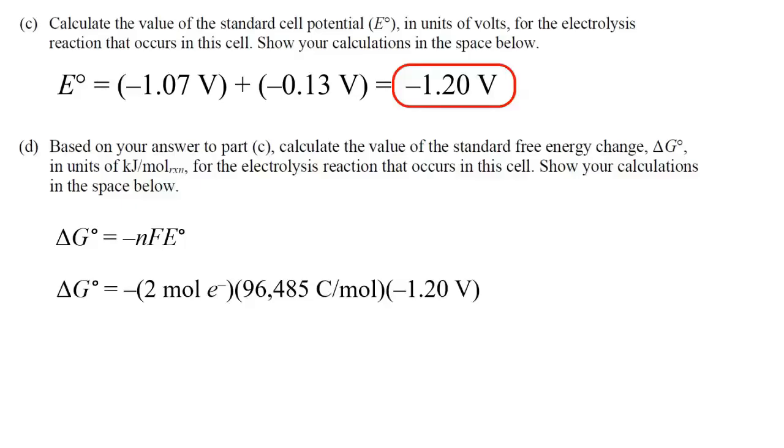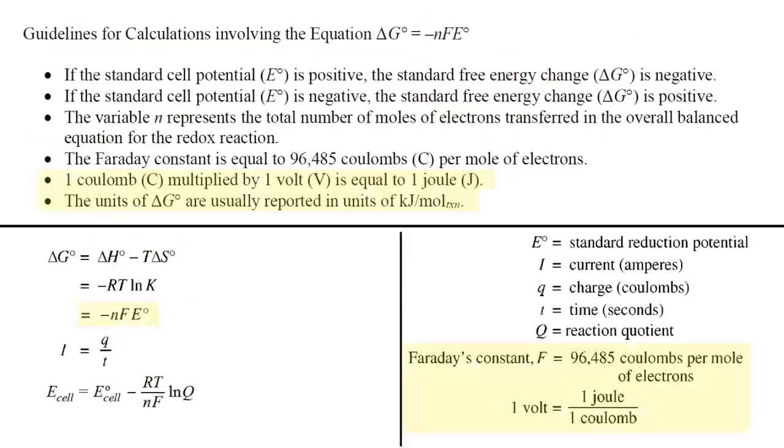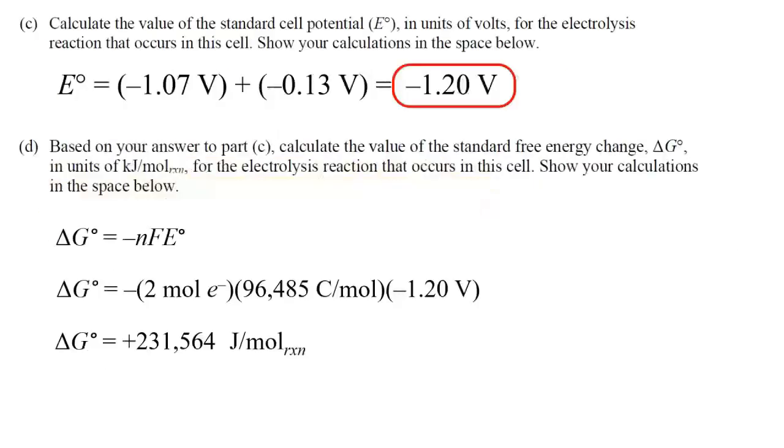So I'm going to pick up my calculator, and it's going to be negative 2 times 96,485 times negative 1.20. And when I do that math on my calculator, I get a positive number. I get 231,564. But what are the units of this calculation? Remember that coulombs multiplied by volts equal joules. So right now, the value that I have is in units of joules per mole of reaction. But the instructions in part D said to calculate the value of the standard free energy change delta G in units of kilojoules per mole of reaction.